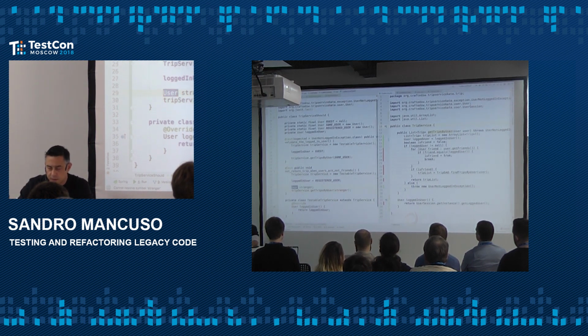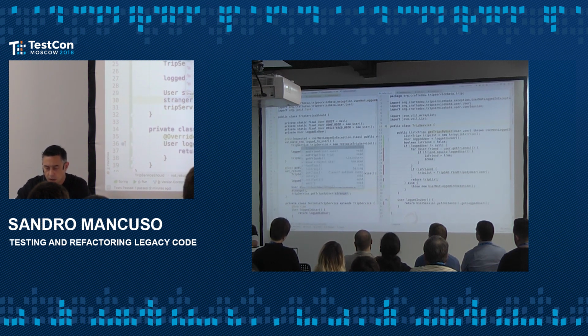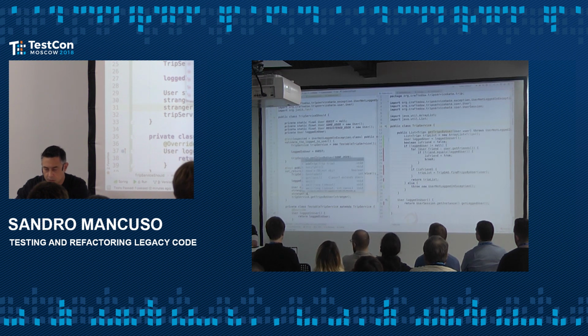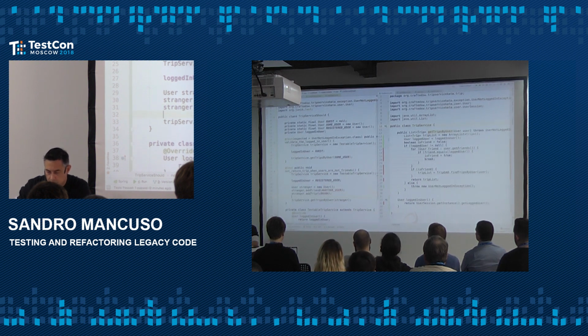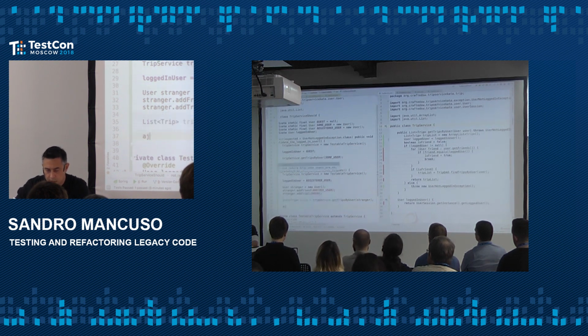So the stranger, for example, is a user, and to the stranger I will add a friend that is another user, and I will even add a trip, let's say to London. That's where I'm from. And here my test would be, I'll have a list of trips, and I will assert that my trips.size will be 0. So that's my test, yeah?